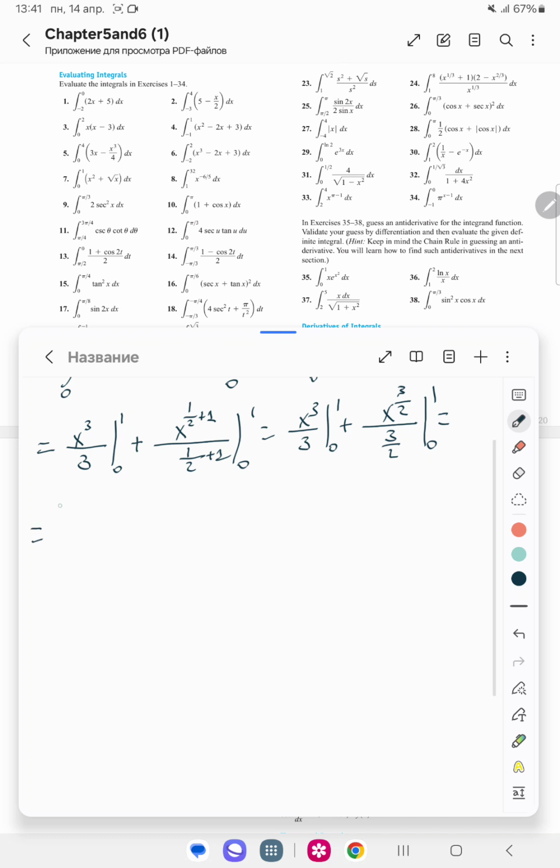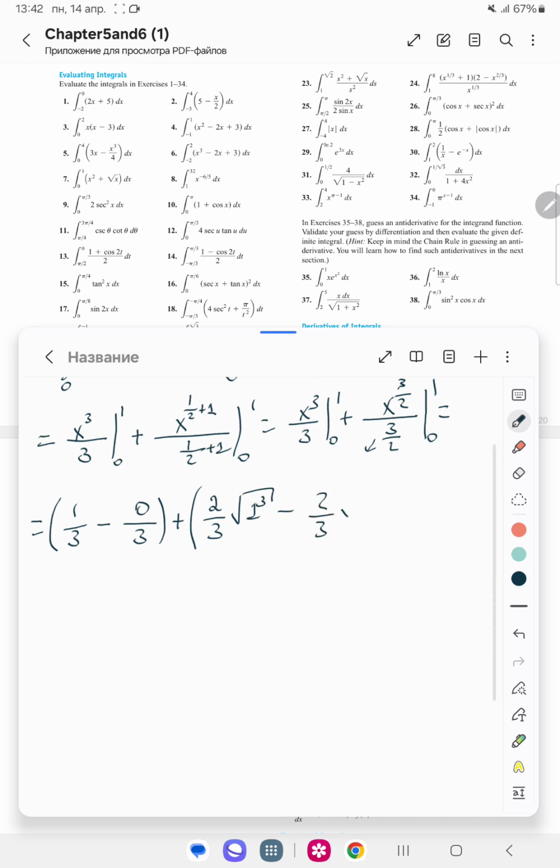Now I will write 1 over 3 minus, now the lower boundary, 0 over 3, plus 2 over 3 times the square root of 1 to the power of 3 minus 0 to the power of 3. So this is 0, this is 0, this is 1. I get 1 over 3 plus 2 over 3, which is 1.